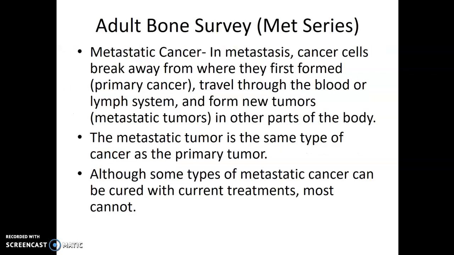Adult bone surveys, we call them MET series. They're looking for metastatic cancer. So in metastasis, the cancer cells break away from where they were first formed. So wherever the primary cancer was, they travel through the blood or lymph system and form new tumors in other parts of the body. The metastatic tumor is the same type of cancer as the primary tumor. It's just in a different location now. Some types of metastatic cancer can be cured with treatments, but most cannot.